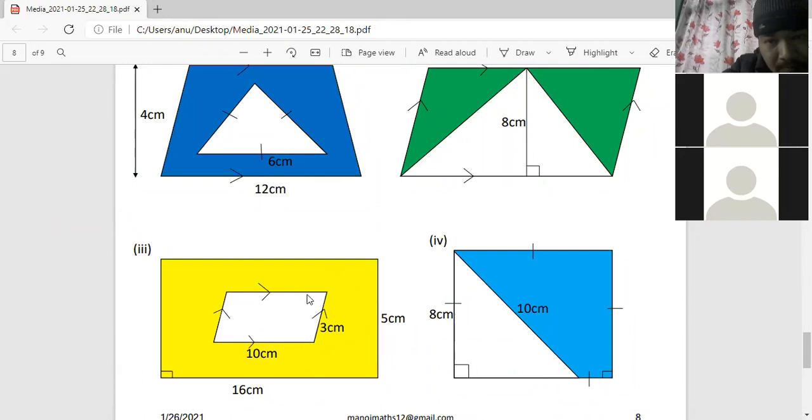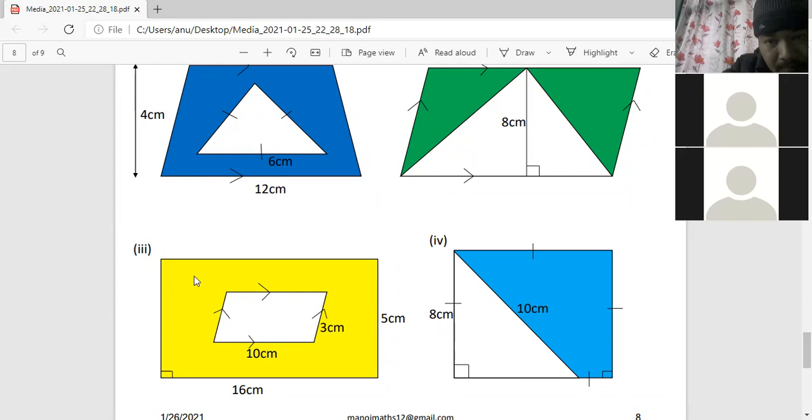Here one perpendicular must be drawn, like this straight line, and write that 3 centimeter. I am repeating again, this 3 centimeter is not this side. This 3 centimeter is the height of this parallelogram, okay? Then 10 into 3, 30 centimeter square will be the area of this inside parallelogram.